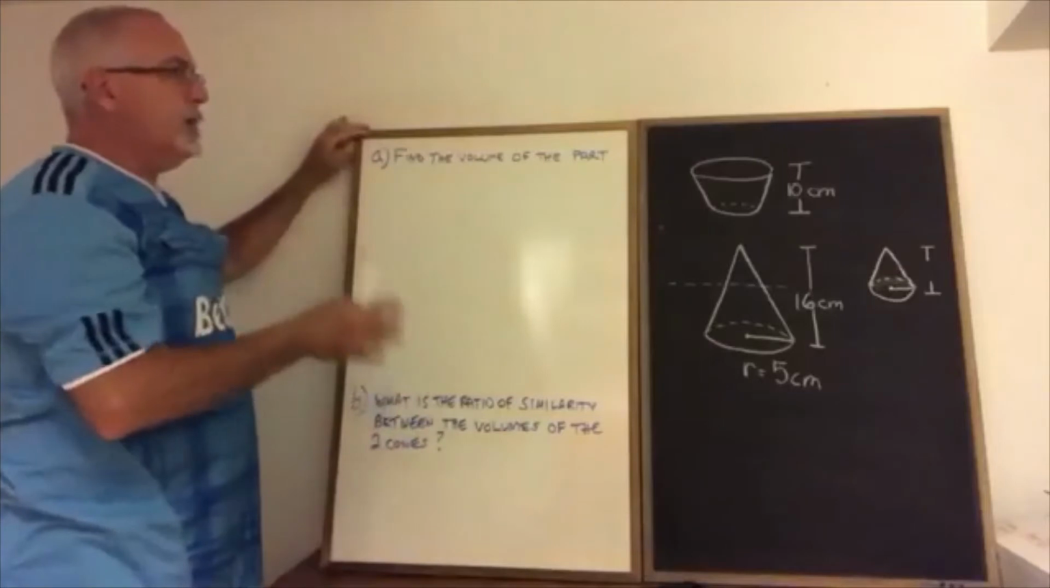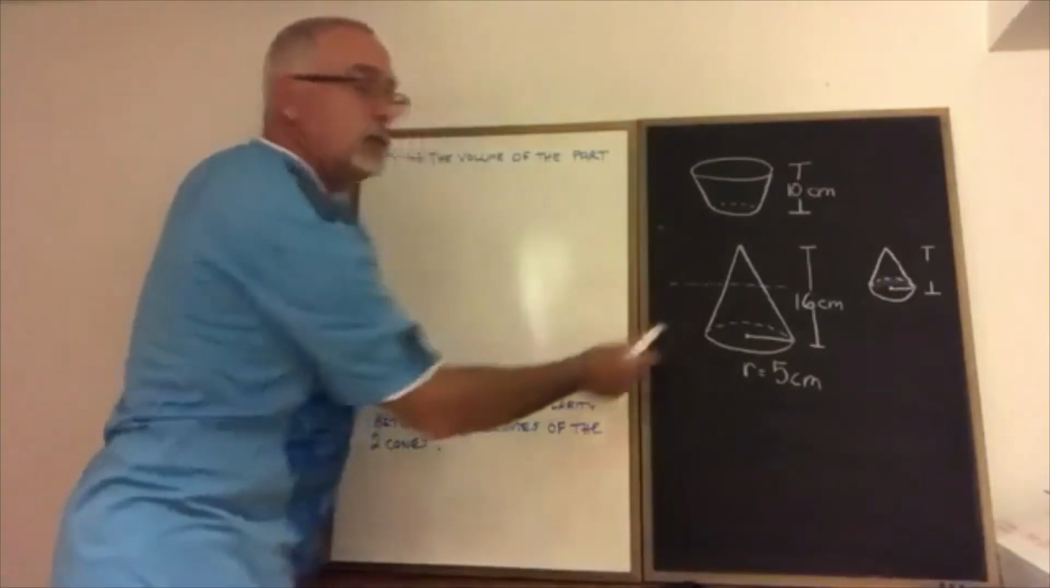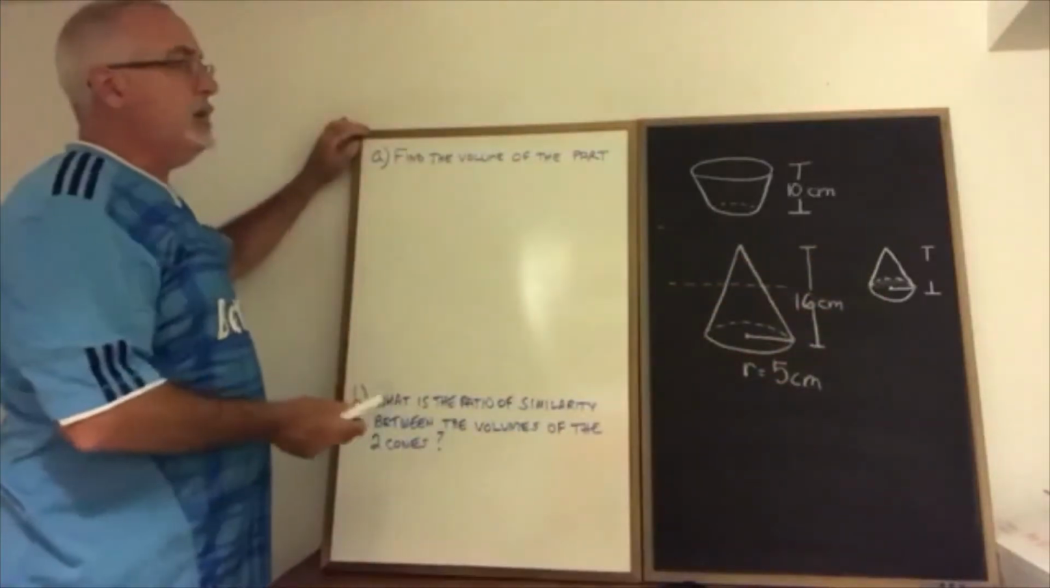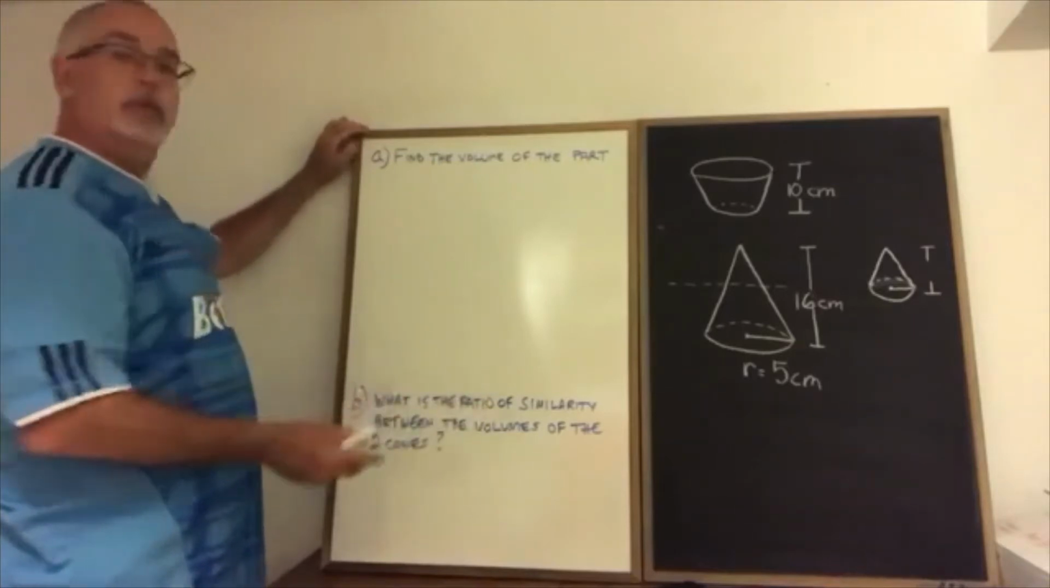So hopefully it's occurring to you to think of the strategy of finding the volume of the big cone and the volume of the small cone and subtracting. That's what I'm going to do. Part B is asking, what's the ratio of similarity between the volumes of the two cones?